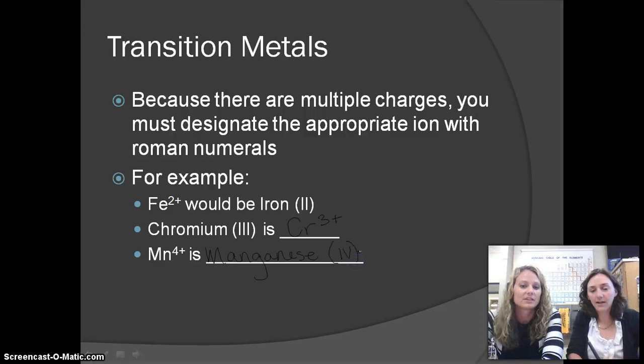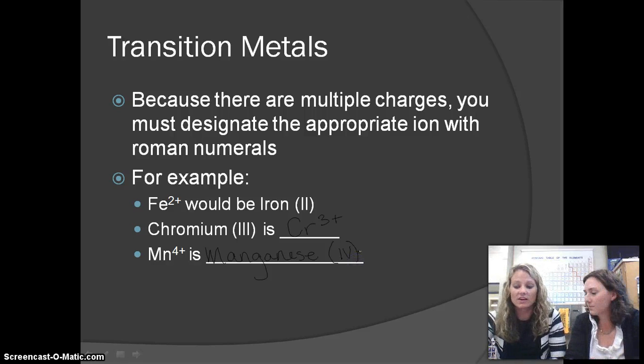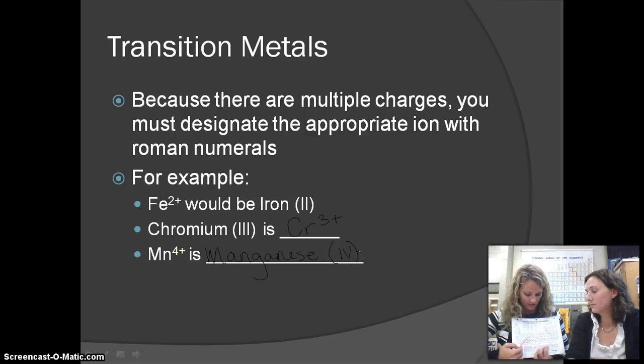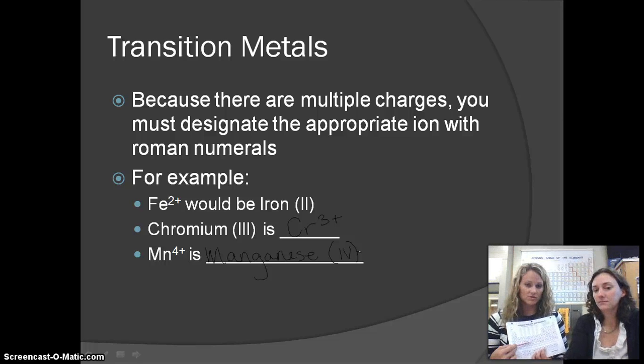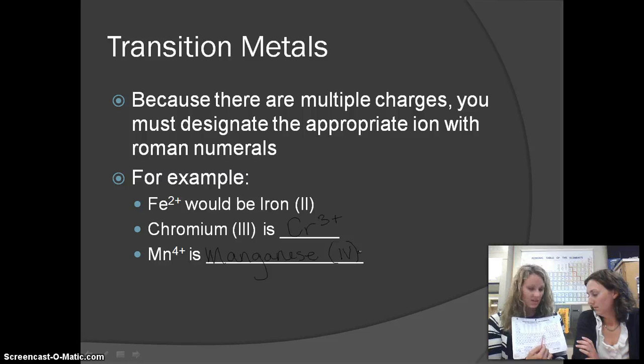Okay. We got a 4 plus charge, so we got to use a Roman numeral 4. There you go. So if it's found in that valley section where the d's are, where the transition metals are at, you always have to designate which Roman numeral. There are a couple exceptions in this area. Zinc is one of them because zinc's charge is always a 2 plus. Silver is the other exception because it's always a 1 plus. Those are the 2 exceptions that we will use a lot in class.